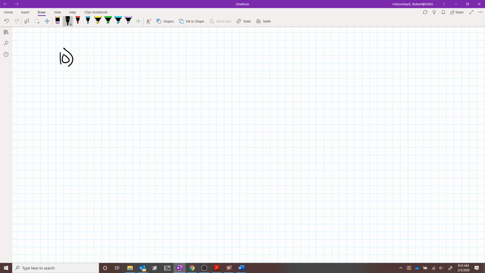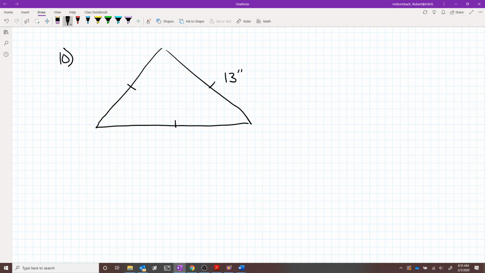Number 10, a piece of art is in the shape of an equilateral triangle. Equilateral triangle means that all the sides are the same, with sides 13 inches. Find the area of the piece of art. Round your answer to the nearest tenth. You need the area of this triangle. Area of a triangle is equal to 0.5 times the base times the height. If all these sides are the same, then this base down here is also 13 inches.